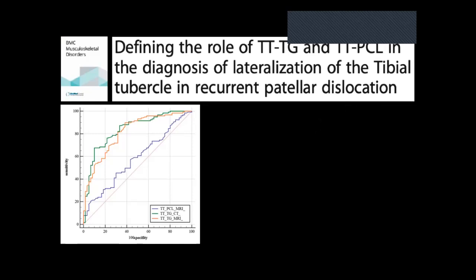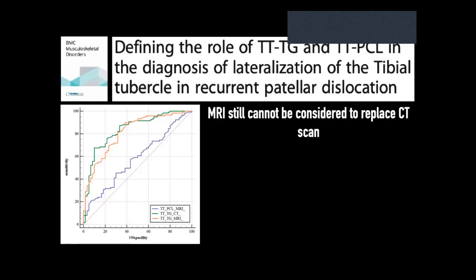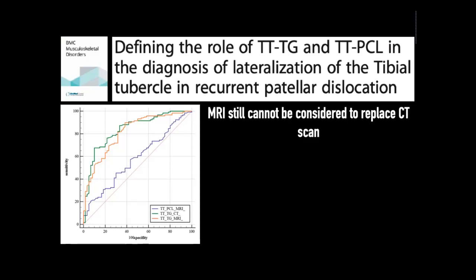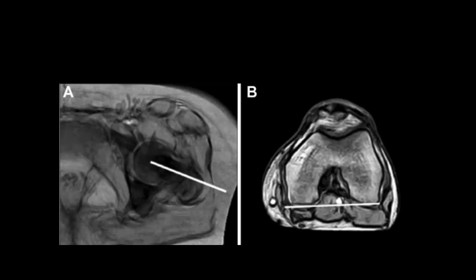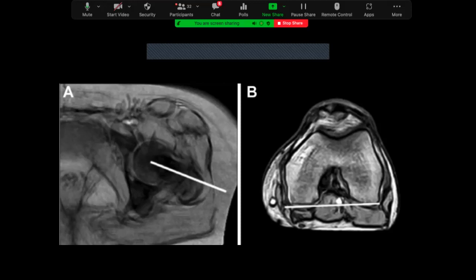So this is the paper where TTTG and TTPCL have been compared, and the conclusion of this study was MRI still cannot be considered to replace CT scan for TTTG, and CT TTTG measurement is better. TTPCL needs further verification, and rotational profile can also be taken care of by the MRI, and this is how it is done. There are more technical details.